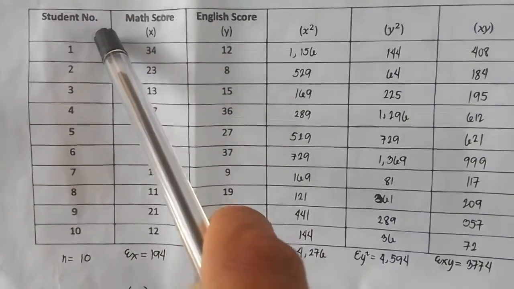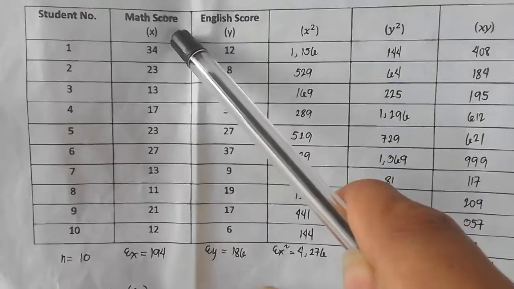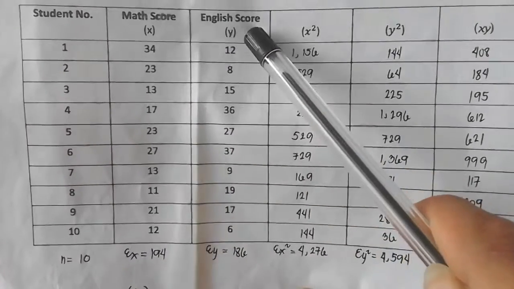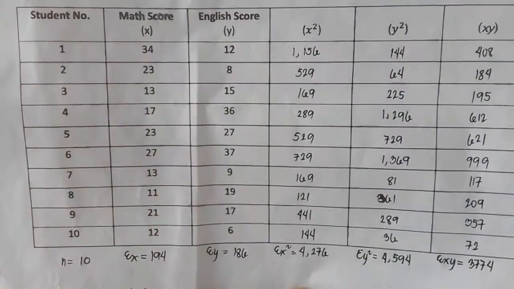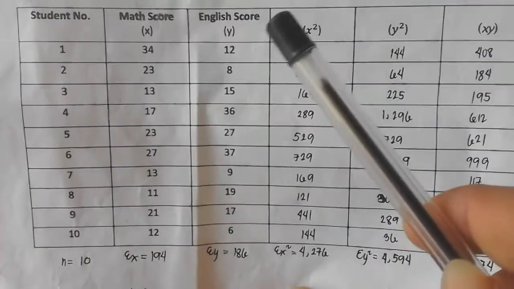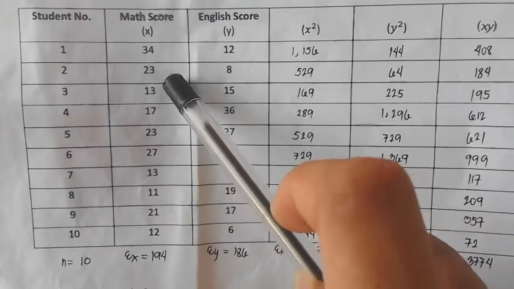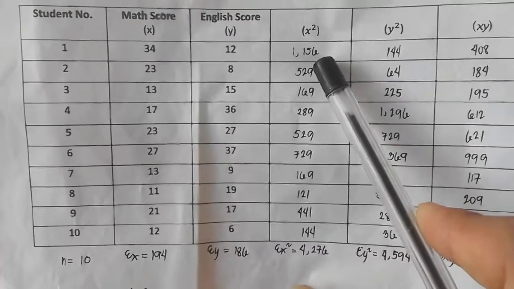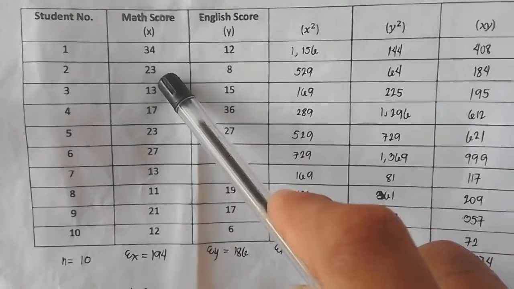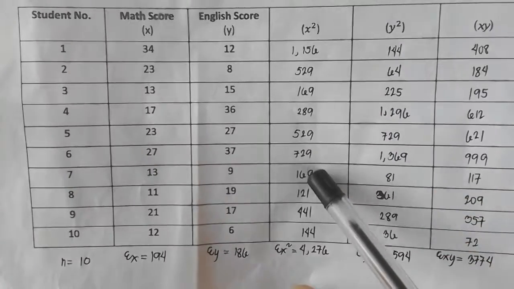This is the number of students, which is our n, and this is our math score, which is our x, and the English score, which is our y. Next, compute for the x squared. In getting the x squared, 34 times 34 is 1156. 23 times 23 equals 529, and so on.